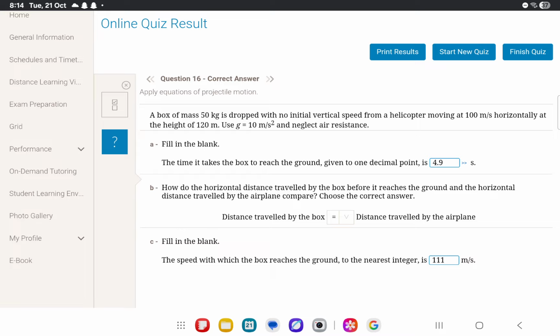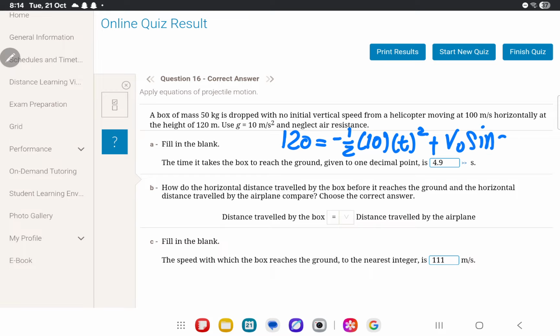120 is equal to negative half times 10 times t squared plus. Now, here's the tricky part, right? V0 sine theta t, because we're applying an equation of projectile motion. Now, it says no initial vertical speed. So V0 sine theta, this is Vy, and they literally told us it's 0. So what does this mean? It's 0 times time. What's 0 times time? 0. So this is our equation.